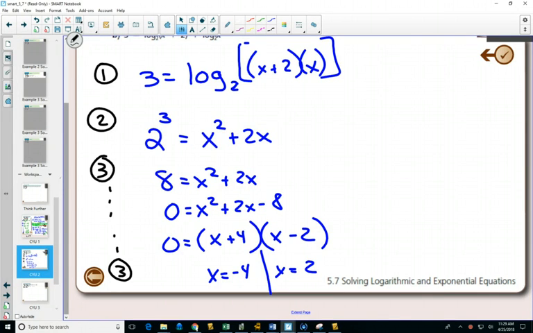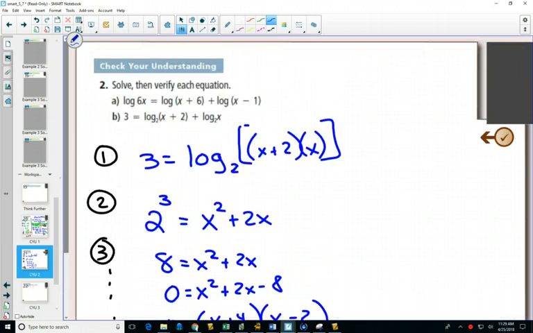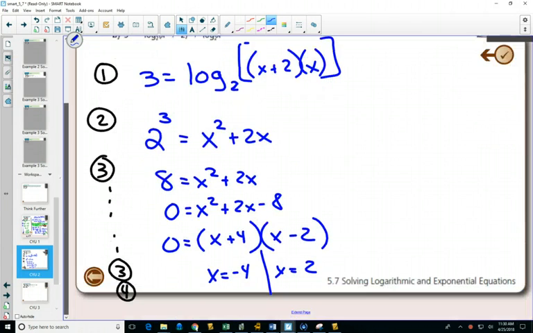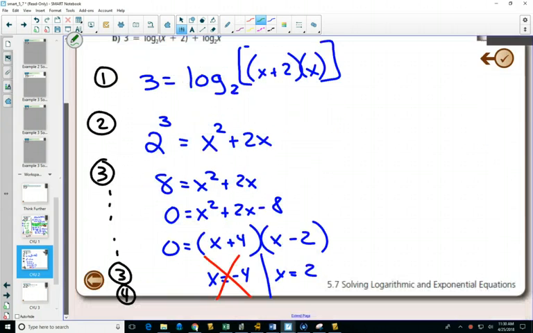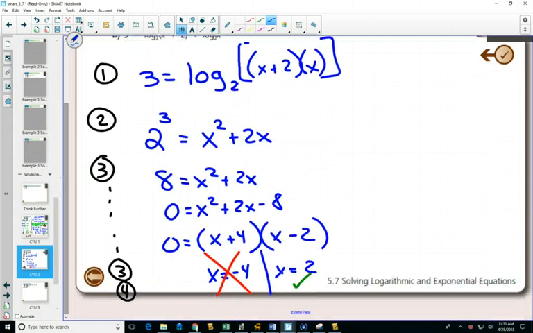The last thing we need to do, step 4, we need to check, are any of these extraneous? Plug in negative 4. Negative 4 plus 2 is negative 2. Once again, just by coincidence, the negative 1 is bad. But you always have to check it by plugging it into the original equation. X equals 2. 2 plus 2 is 4. That's okay. Plug in 2 into the other one. It's okay. That one is good.